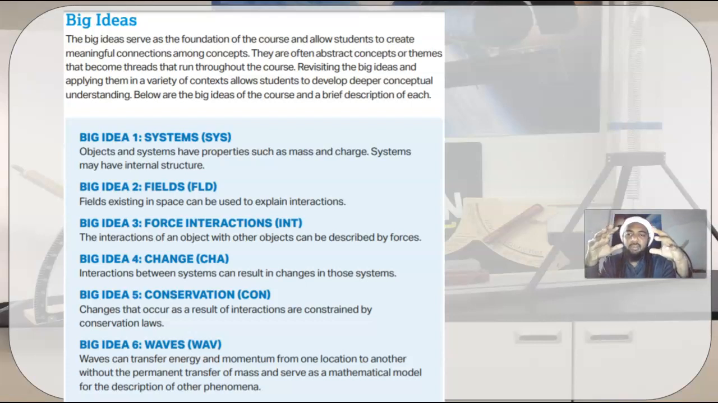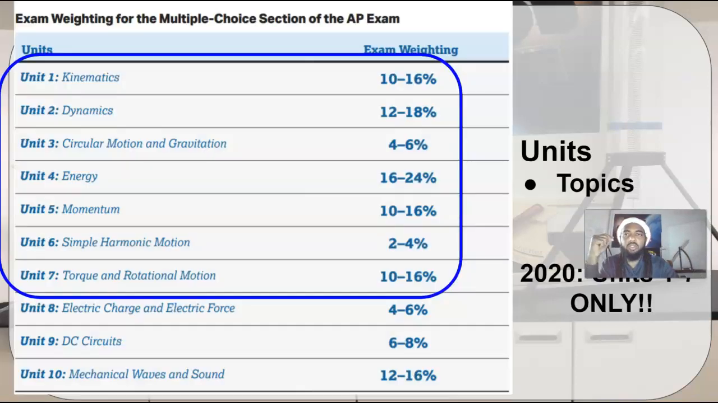Fields really is going to be limited to gravitational fields. Forces as interactions, that's an interesting way to put it, and a really accurate way. A force is an interaction between objects. So Newton's third law should be quite clear there. There are always 2 objects involved in forces. And then the idea of change is going to come up all the time.